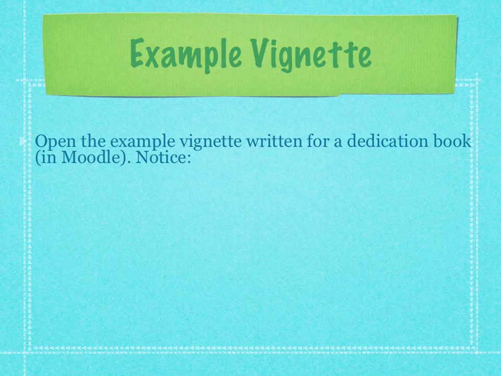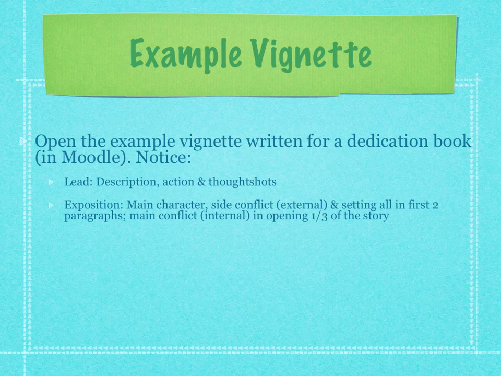Here's what I hope you noticed as you read through that example vignette. It hooked you in with some very detailed description that moved rapidly into some action and thought shots, what was going on around the main character and within her own mind. We met the main character, were introduced to an external conflict, and found out about our setting, all in the first 2 paragraphs. And within the first third of the story, we found our main conflict as well, which was an internal quandary about why this character had taken on this job that drove her crazy.